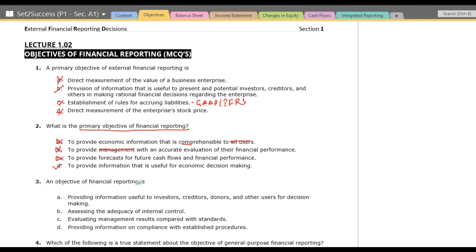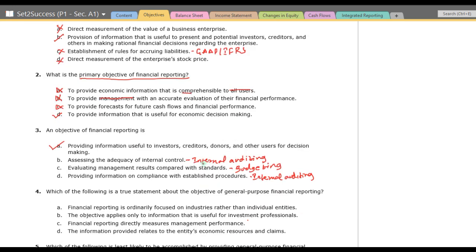Next, an objective of financial reporting is assessing the adequacy of internal control. Assessing the adequacy of internal control is the function of internal auditing. Evaluating management results compared with the standards: you are evaluating the management results and comparing with the standards. This is done by budgeting. Providing information in compliance with established procedure is also done by internal auditing. So the correct option is providing information useful to investors, creditors, and donors and other users for decision making. This is the objective of financial reporting.